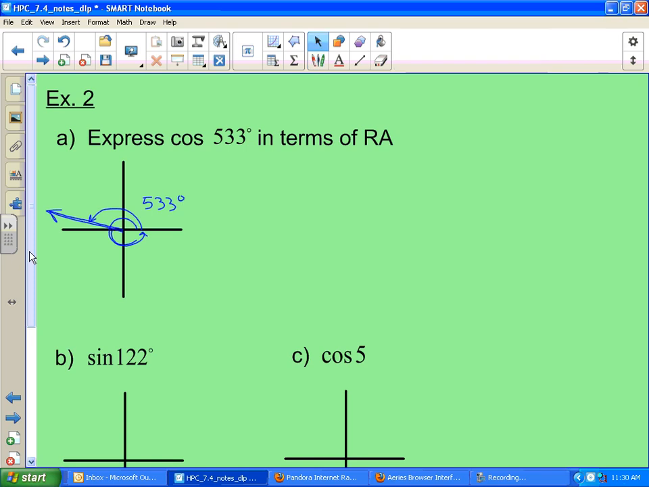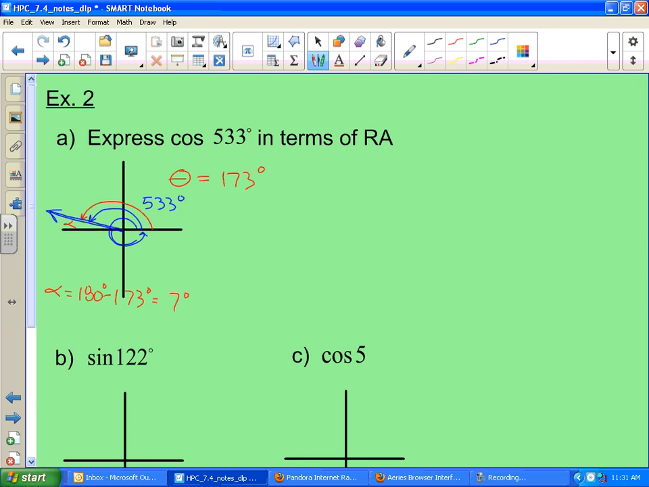All right, so what's my theta then? Well, I already said that that red angle right there, we went around 360 and we had to add to it 173 degrees, so that's my theta. And that means I can use my rule. Here's my alpha. Alpha in quadrant 2 says to go 180 minus your theta. So we have a 7-degree reference angle.